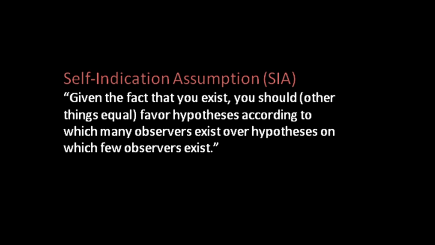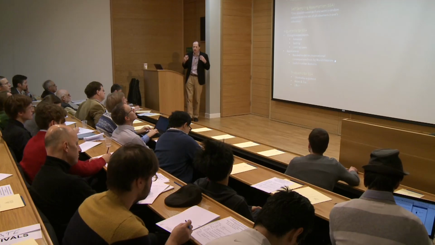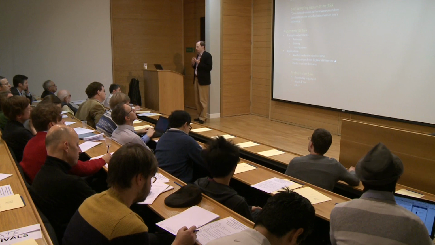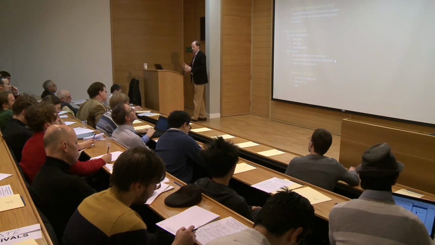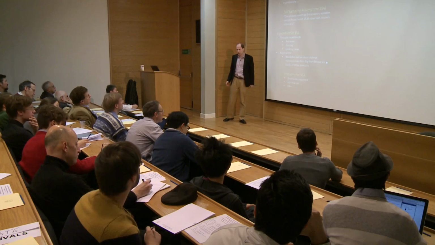Now, one way to overcome these problems is by introducing this other assumption, the self-indication assumption. And it says that given the fact that you exist, you should, other things equal, favor hypotheses according to which many observers exist over hypotheses according to which few observers exist. So the thought could be that the fact that you exist in the first place gives you some evidence that this world is an observer-rich place. And you can see how, if one accepted this, it would remove the counterintuitive consequences of the self-sampling assumption.